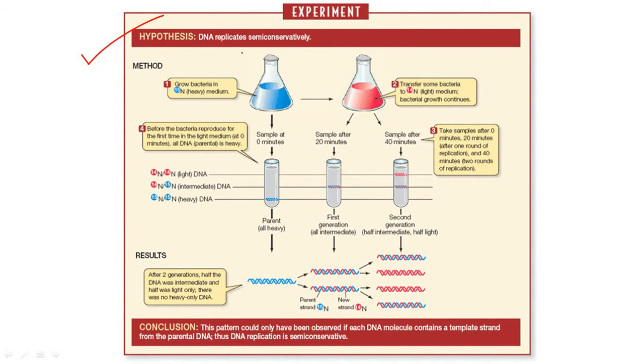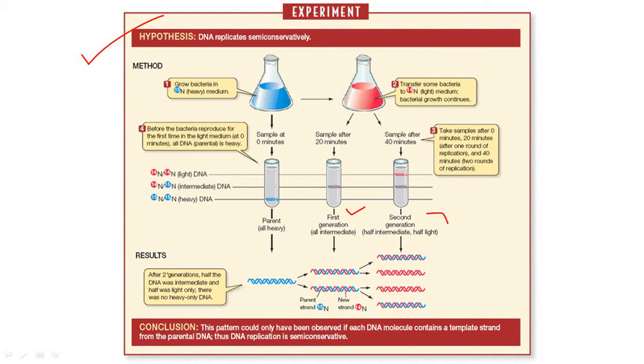The hypothesis was that DNA replicates semi-conservatively, and the method was, number 1, grow the bacteria in nitrogen-heavy medium. Then transfer some bacteria to the 14N light medium, and bacterial growth occurs in both the media. Before the bacteria reproduce for the first time in the light medium, at 0 minutes, the parental DNA is heavy. Take some samples after 20 minutes, 1 round of replication, and 40 minutes, 2 rounds of replication. They found the sample at 0 minutes parent heavy, the sample after 20 minutes, the first generation, all intermediate, and the sample after 40 minutes, the second generation, half intermediate, half light.